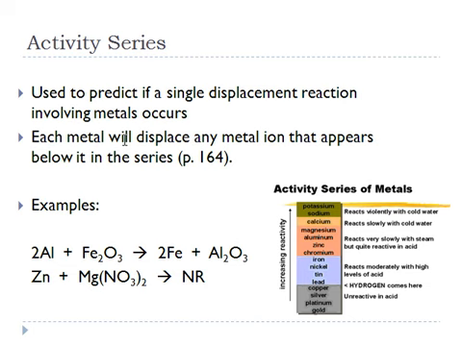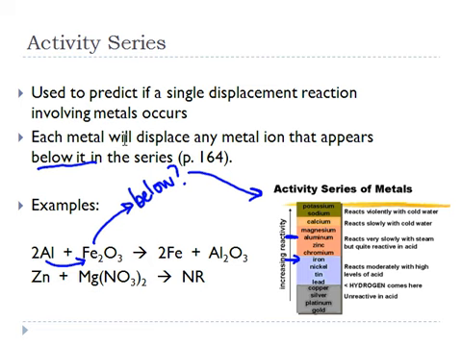So if I use this activity series of metals that's on my slide, each metal will displace any metal ion that appears below it. Let's look at my first example. I've got aluminum. If it's going to bump anything out, it's going to bump out iron. If my aluminum bumps out iron, then iron would be all by itself. This will only happen if iron is below aluminum on the activity series. So let's check the activity series. Here's aluminum, and here is iron. So iron is in fact below aluminum, so this will actually happen.